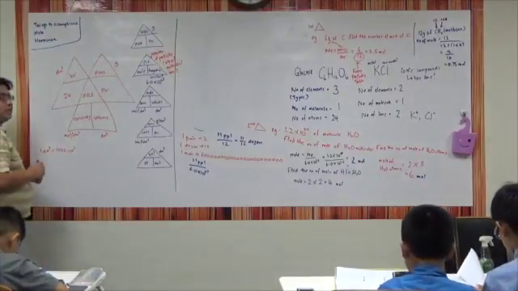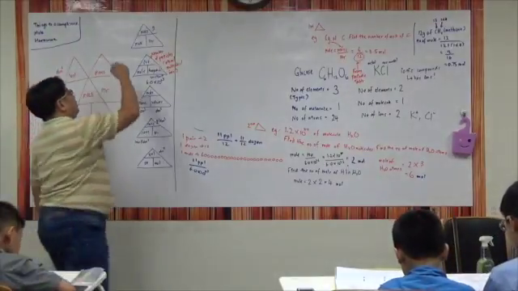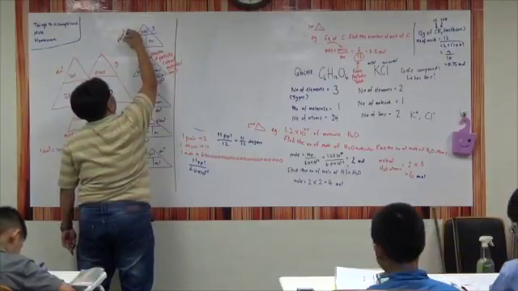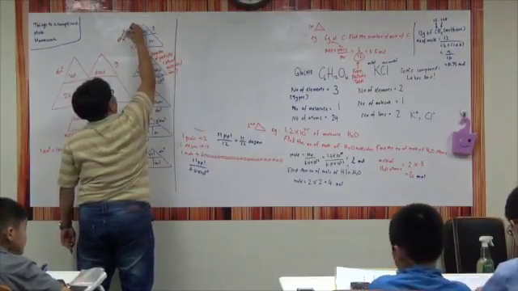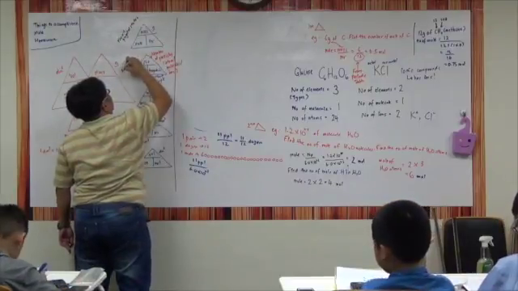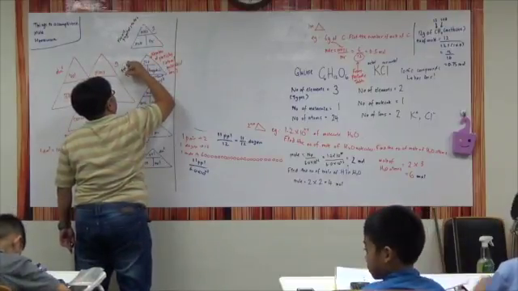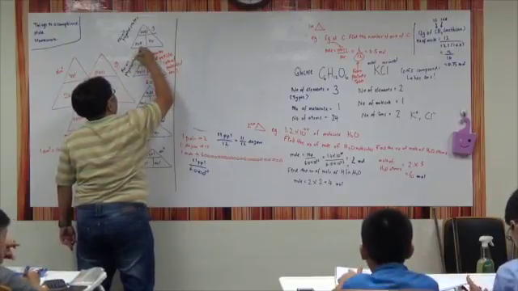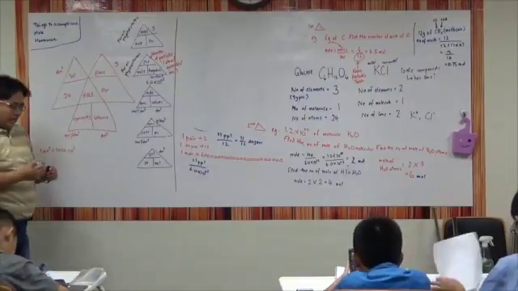The first 2 triangles that we learn are actually for all physical states. This is for all physical states. What are these physical states that I'm talking about?